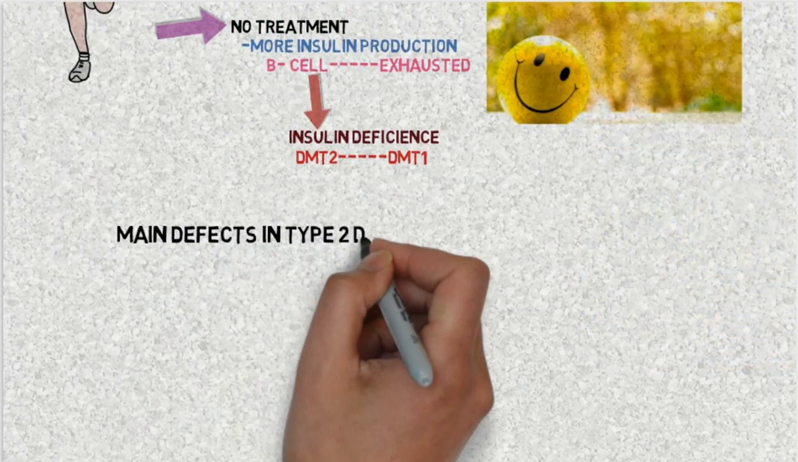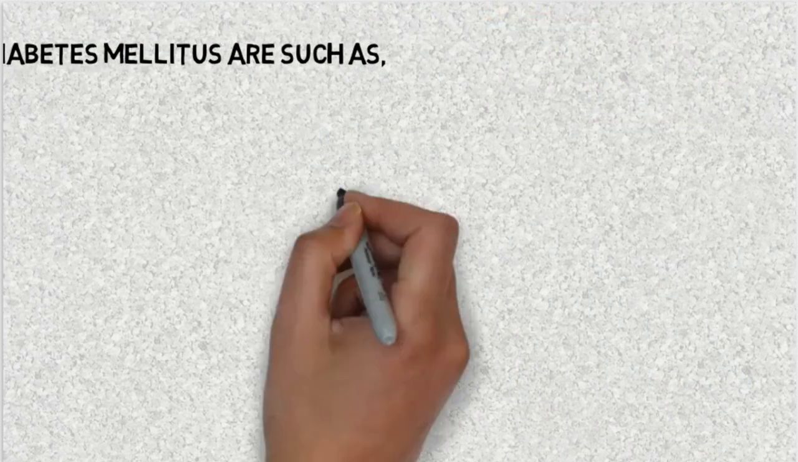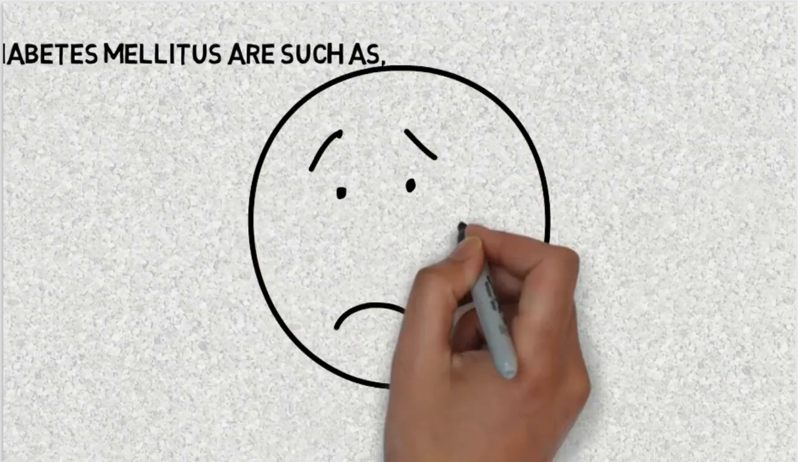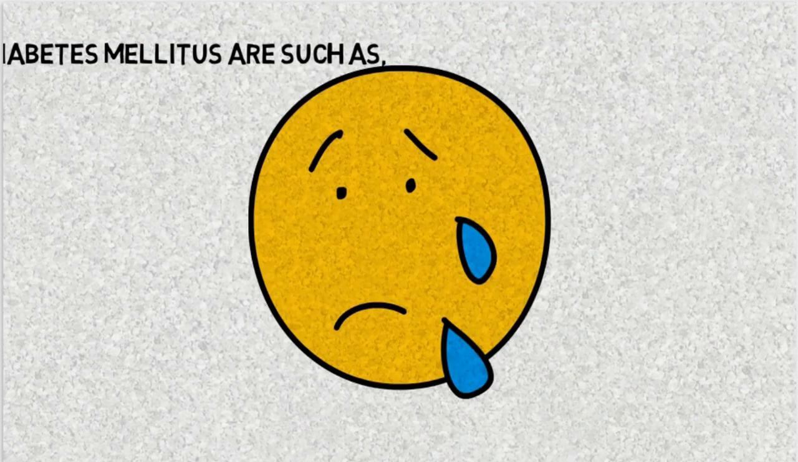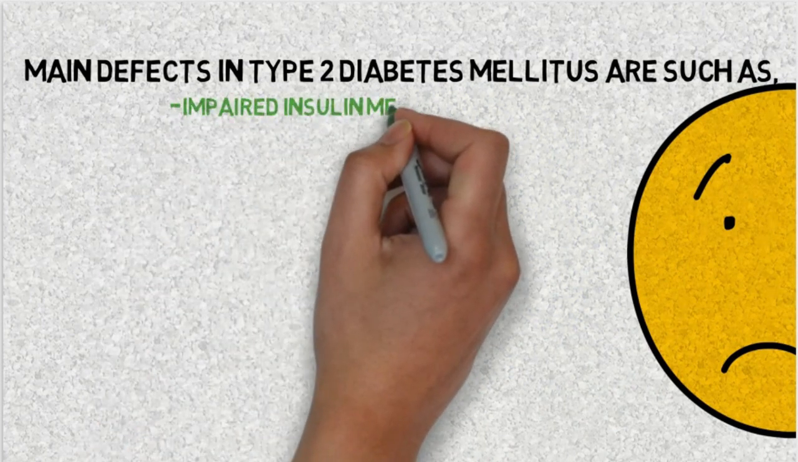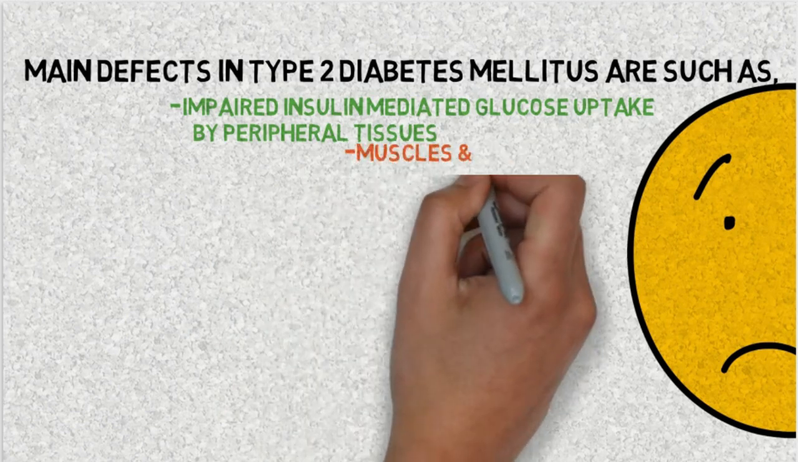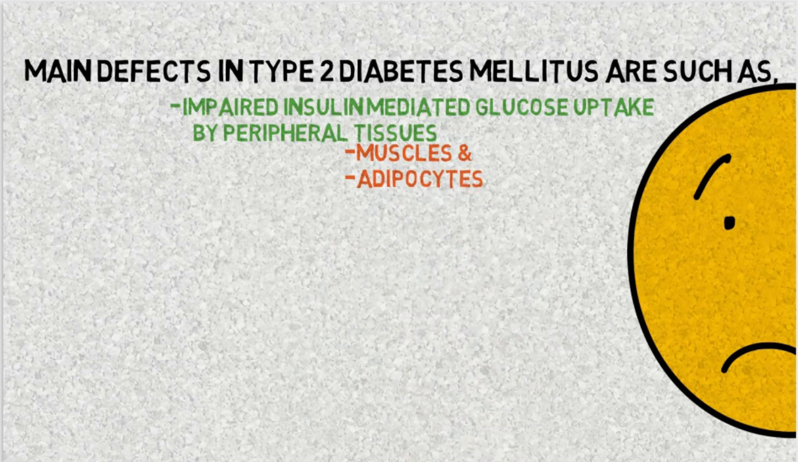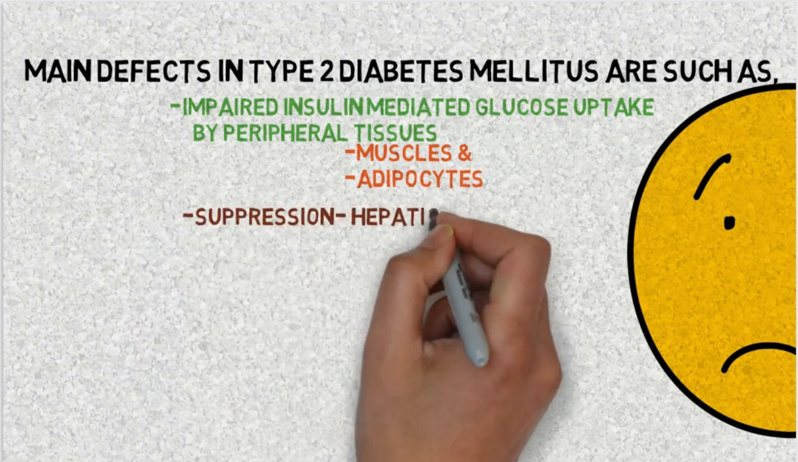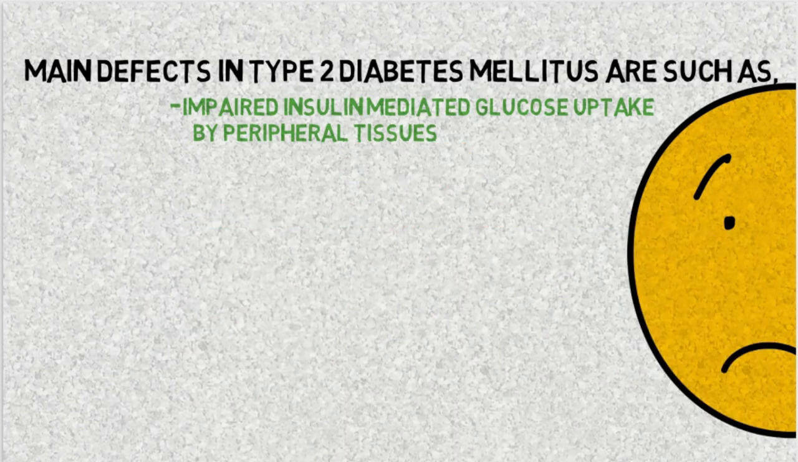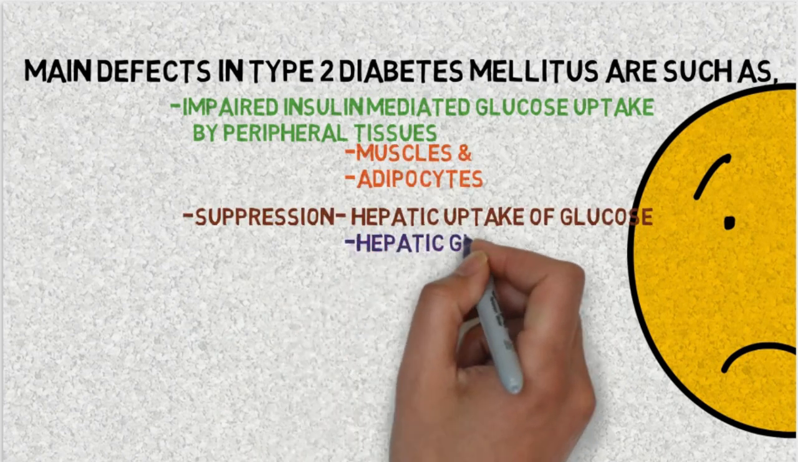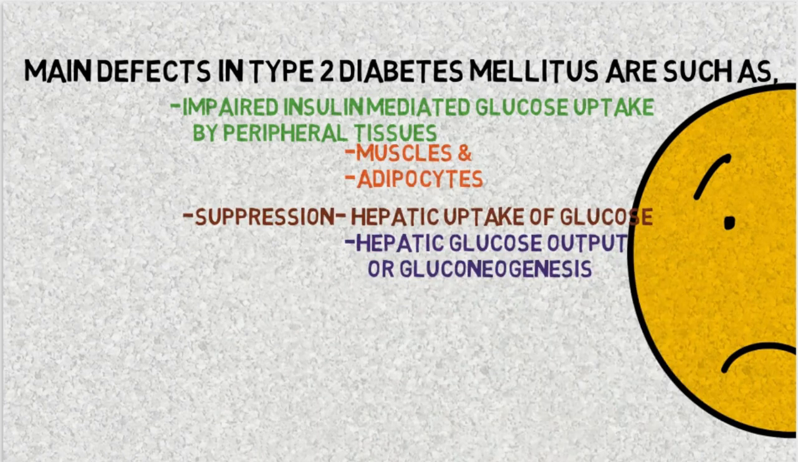The main defects in type 2 diabetes mellitus are as follows. Number 1. Impaired insulin-mediated glucose uptake by peripheral tissues. Glucose fails to enter into the cells of the body tissues, such as muscles and adipocytes. Number 2. Suppression of hepatic uptake of glucose, as well as incomplete suppression of hepatic glucose output or gluconeogenesis, because insulin cannot bind to the receptors to induce the cascade.